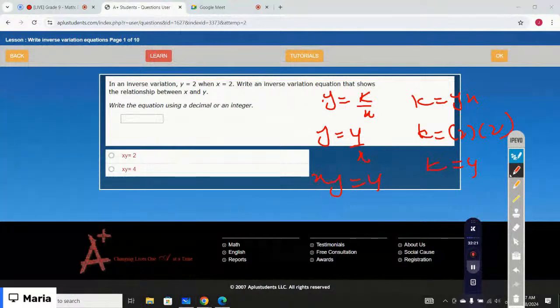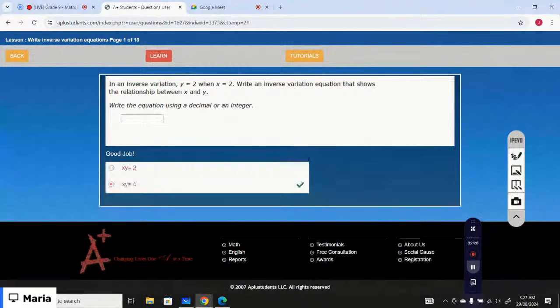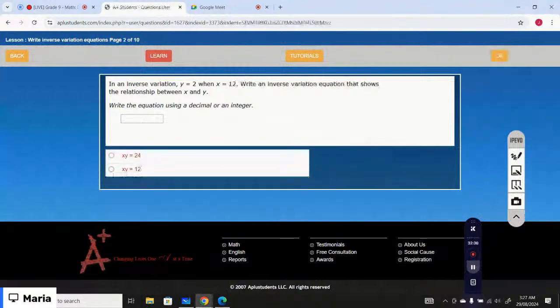Option number 2 is the correct option. Okay, let's just move on to the next one. In an inverse variation, y equals 2 and x equals 12. Write an inverse variation equation that shows the relationship between x and y. So which is the correct option?